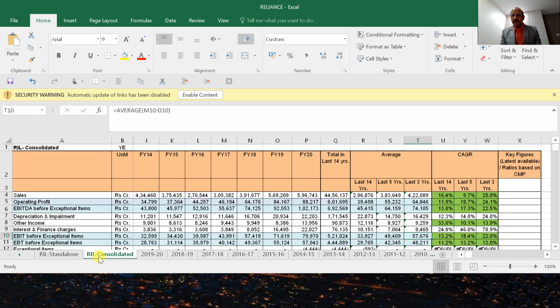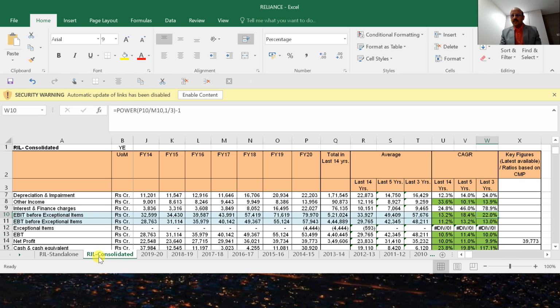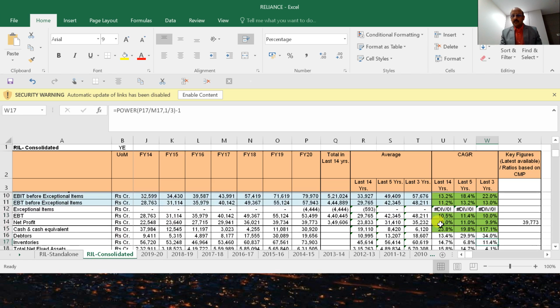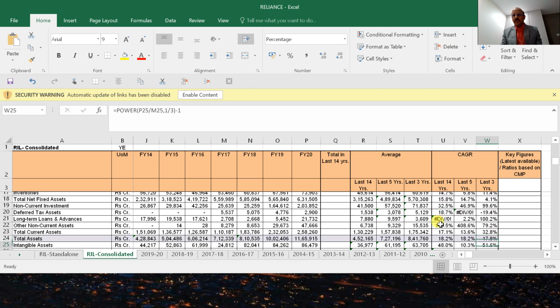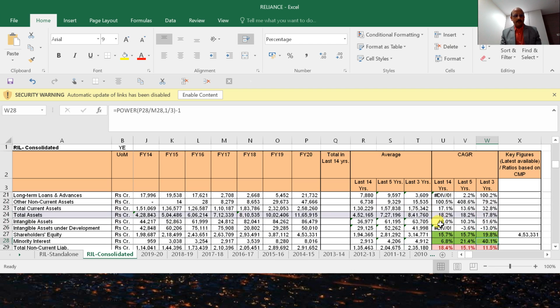For example, EBIT, which is very important from the ROCE perspective: the last 14 years average growth has been 13%. As we go closer in time horizon, 18% in 5 years, and as we go even closer to 3 years, it is increasing by 22%. So very clearly the company has been growing at a very fast pace in the near-term time horizon. Then net profit also has gone up 10%, 11%, and 9.9%, which is good growth. So all ratios on the income side or P&L side are on a positive growth trend, showing in the green zone.